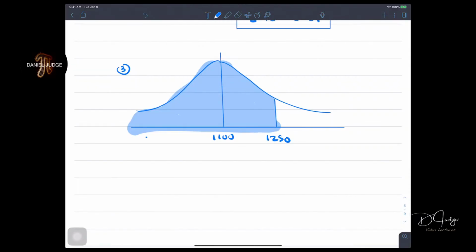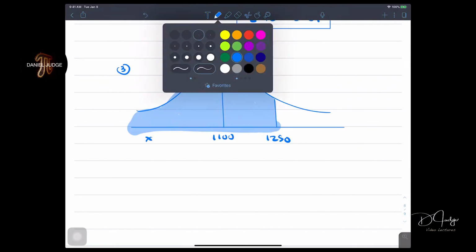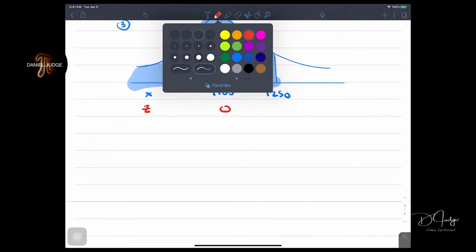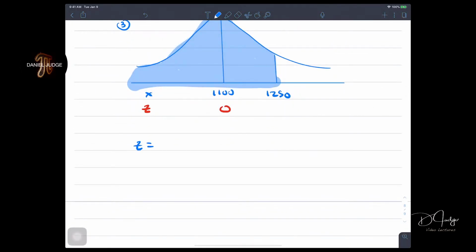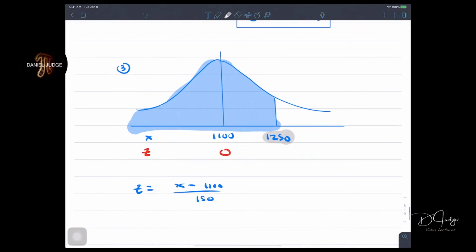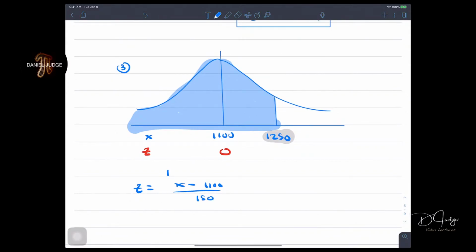Okay, and again, these are X values. We want Z values now. So the center is always 0. So here we get Z is X minus mu, which is 1100 over standard deviation of 150. Now we have to convert this number here, 1250. So we're going to have to convert 1250. 1250 becomes the following Z value.